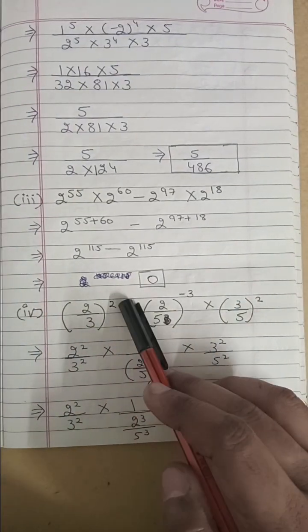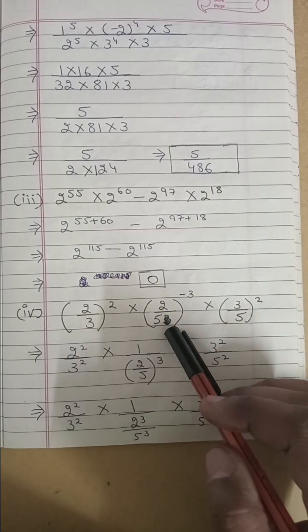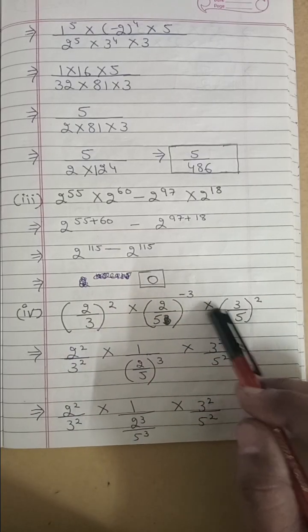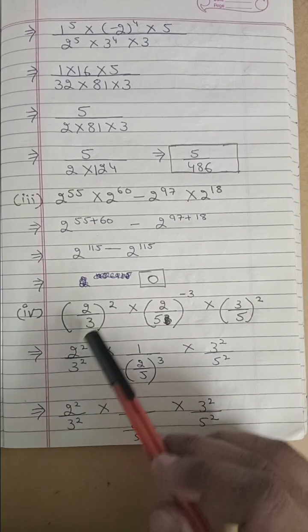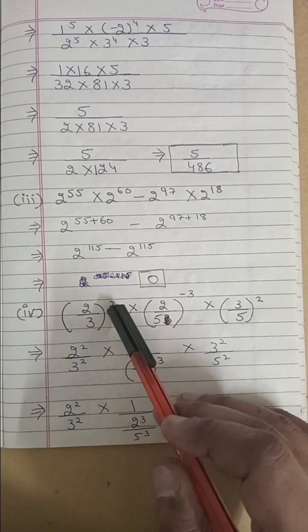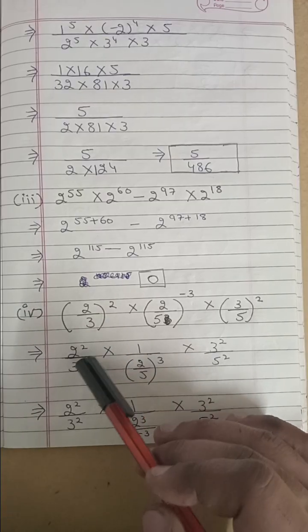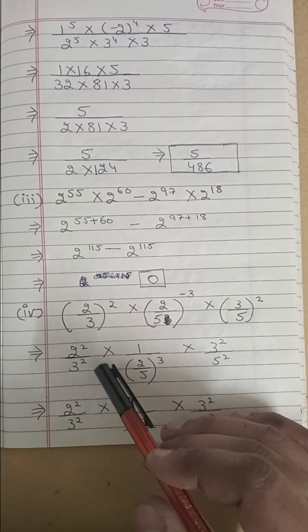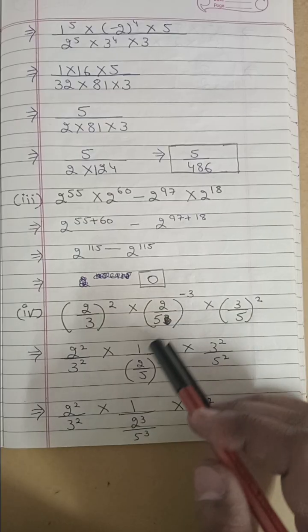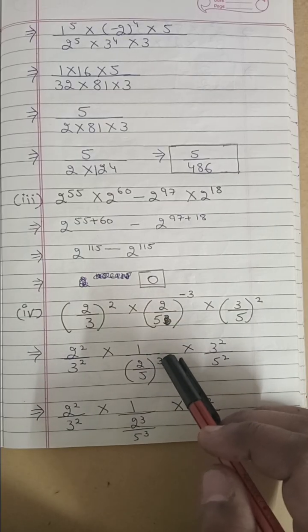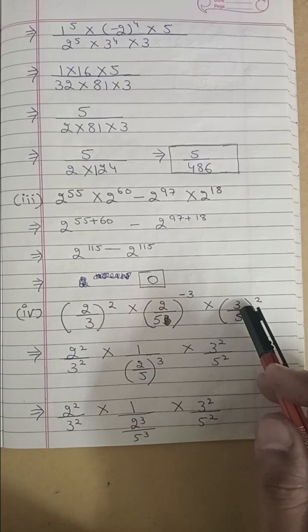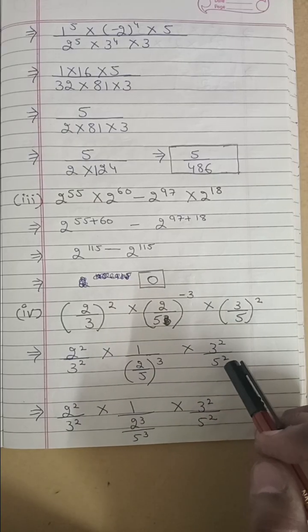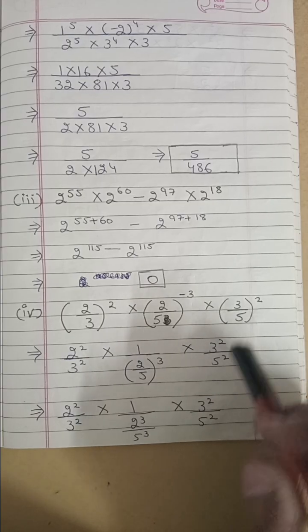Fourth, 2 by 3 raised to power 2 into 2 by 5 raised to power minus 3 into 3 by 5 raised to power 2. Now adding power to both numerator and denominator. This becomes 1 upon 2 by 5 raised to power 3. It can be written as this also, and 3 raised to power 2 divided by 5 raised to power 2.